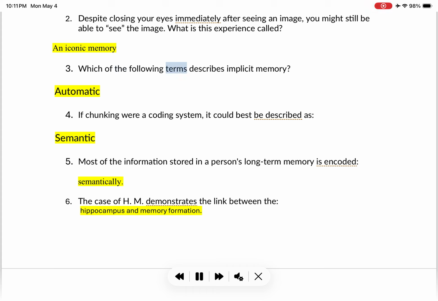Which of the following terms describes implicit memory? Automatic. If chunking were a coding system, it could best be described as semantic. Most of the information stored in a person's long-term memory is encoded semantically. The case of H.N. demonstrates the link between the hippocampus and memory formation.